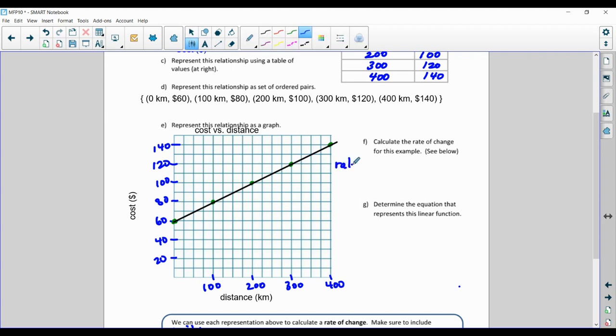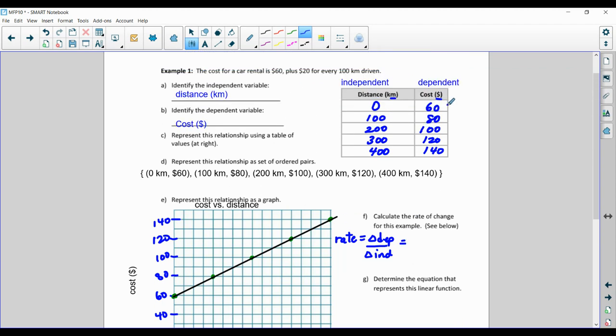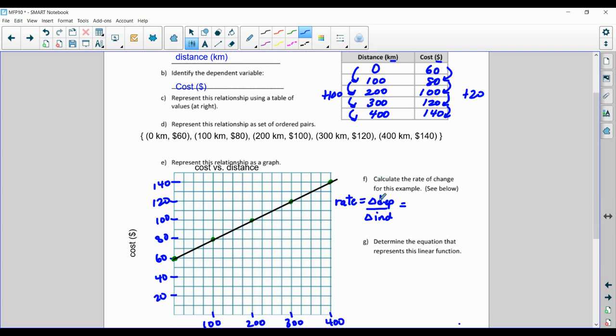So for this question, I'm going to calculate my rate, which is my change in the dependent divided by the change in the independent. So the change in the dependent variable, if we look up here, how much was this going up by each time? And it was always going up by 20. How much was the change in the independent? Well, we picked these numbers on purpose to always go up by the same amount to make it easy. So here I went up by $20 and here I went up by 100 kilometers. So make sure you include your units here. So I'm going to not write 20, I'm going to write $20, and then I'm going to write that's per 100 kilometers.